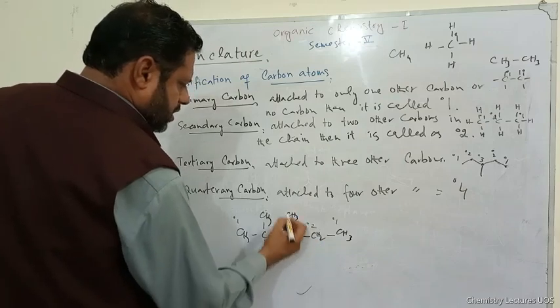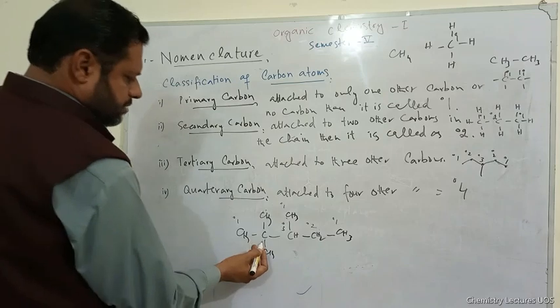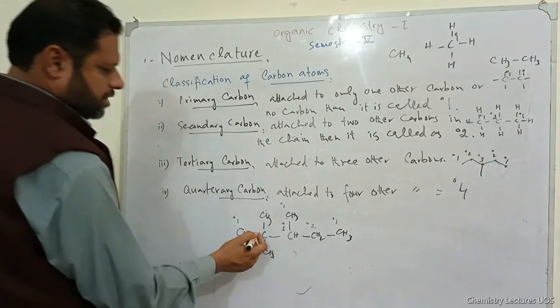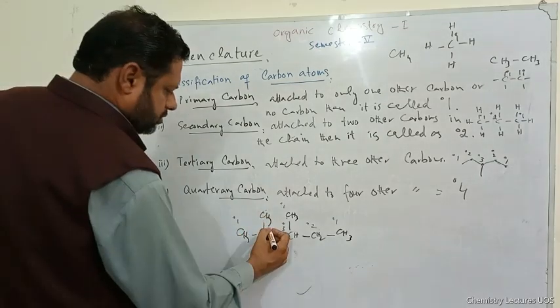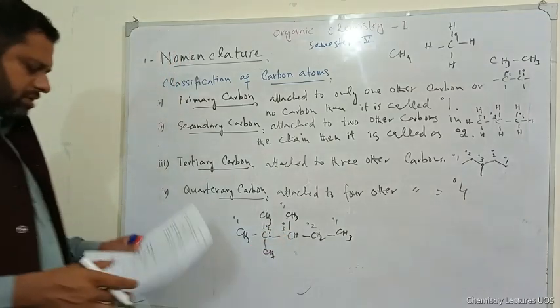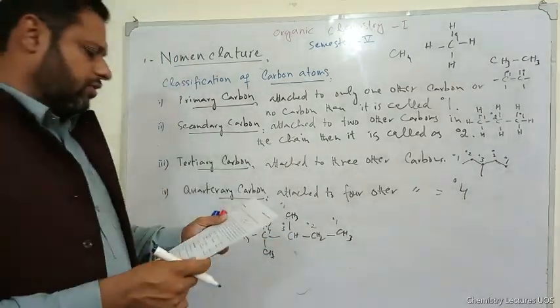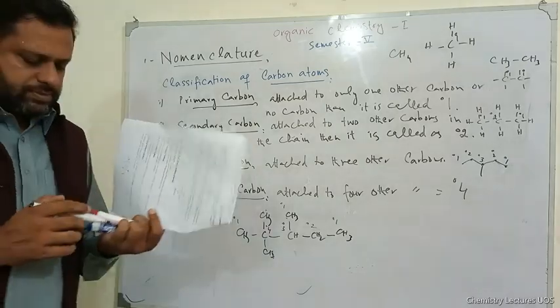This carbon is attached to 1 carbon, so it is primary. And this carbon, which has no hydrogen and is attached to 4 other carbons, is called the quaternary carbon. So this is the classification of carbon in organic compounds.